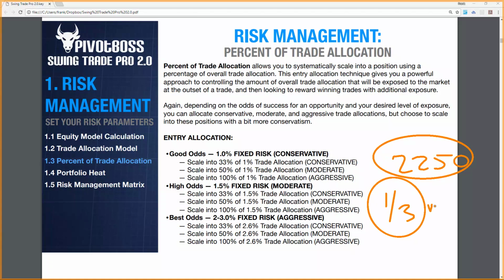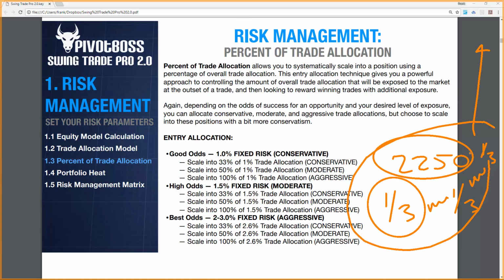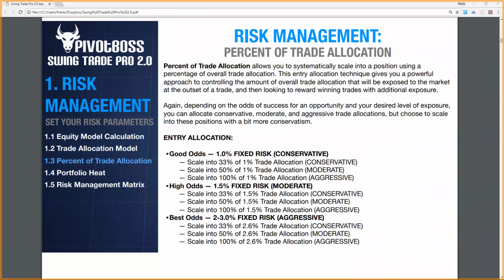And then you're like, oh, that actually looks pretty good. I'll go into another third. And then, this needs to be rewarded with the last third, and then price takes off, and now you're fully allocated at 1.5%, but you did it in thirds. Again, very, very important to understand percent of trade allocation. I think this is one of the things that can help most traders right away, whether you're experienced or not.